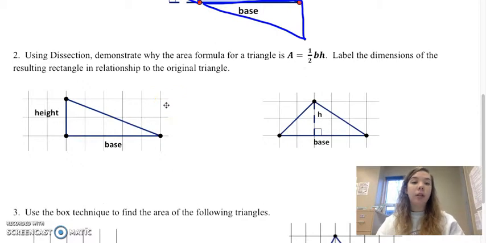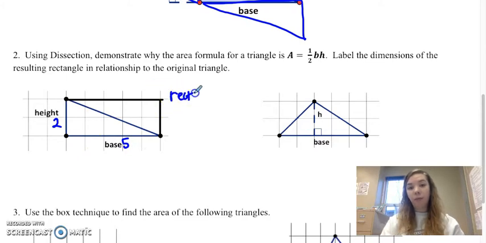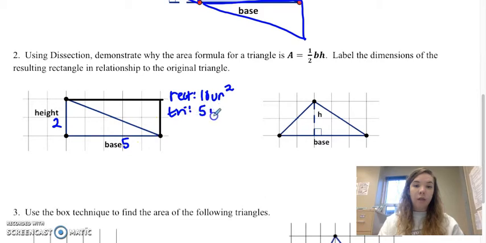So using dissection, demonstrate why the area formula for a triangle is 1/2 base times height. Label the dimensions of the resulting rectangle in relationship to the original triangle. So same thing here. If I make this into a rectangle, then I have 2, 1, 2, 3, 4, 5. So the area of the rectangle is 10 square units, and the area of the triangle, half of that, is 5 square units, because there are 2 triangles inside this one rectangle. So I take that and divide by 2.